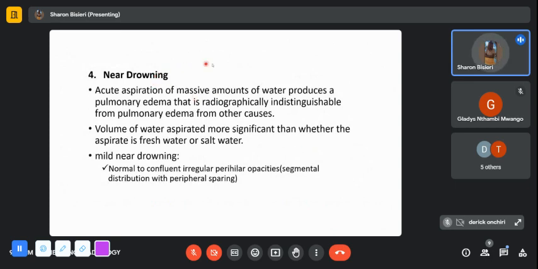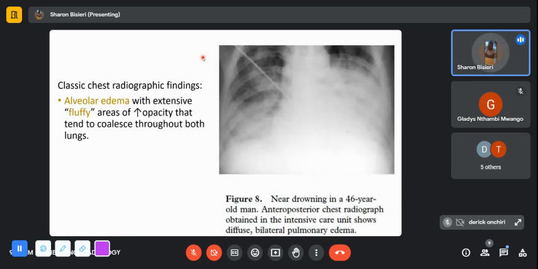So next we have near drowning. Acute aspiration of massive amounts of water produces a pulmonary edema that is indistinguishable from other causes of pulmonary edema. And in near drowning, the volume of water aspirated is more significant than whether the water is fresh or salty. So in mild near drowning cases, you can have patients who have normal looking radiographs, or they can have confluent irregular perihilar opacities that have a segmental distribution with peripheral sparing.